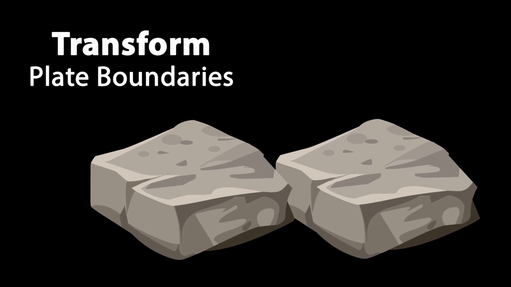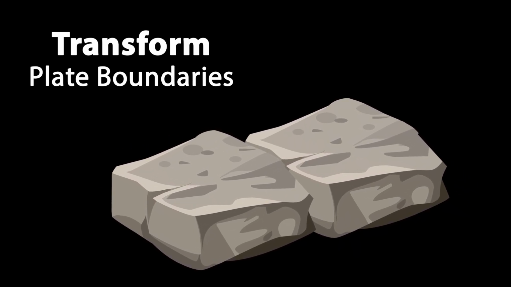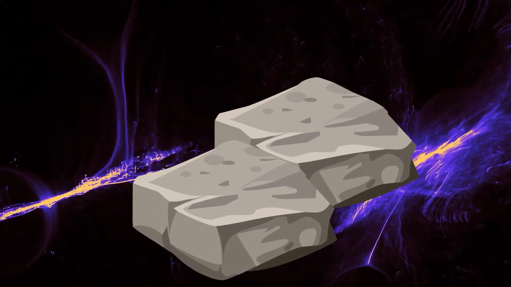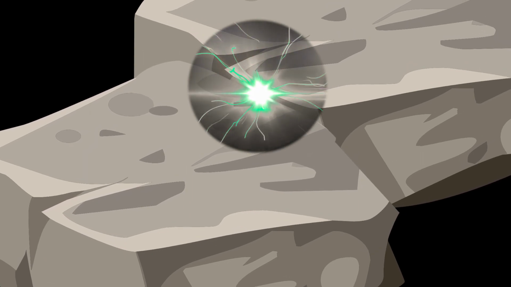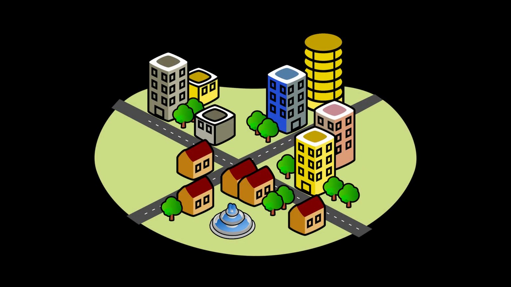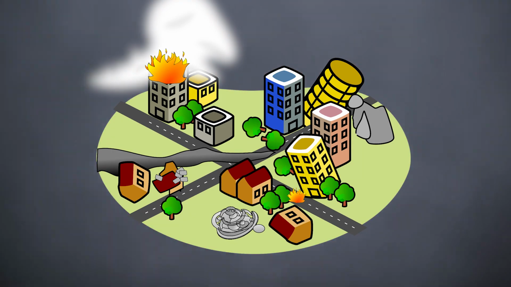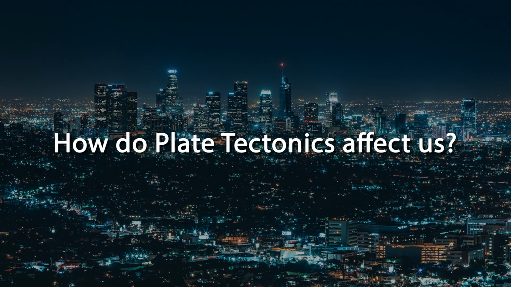Transform plate boundaries are when two plates slide past each other without destroying or creating new crust. But there's a whole bunch of friction between the plates as they move past each other. Since the crust is not exactly smooth, these plates will get stuck and build up an immense level of pressure. And when they do finally release and the plates move again, this built-up pressure can cause violent reactions in the Earth's surface. Which leads into the question of how does this affect us?